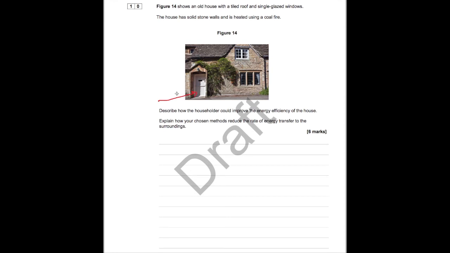Right. Door. Put a draft excluder on the door to reduce convection. Loft insulation to reduce convection. Double glazing to reduce conduction and convection and radiation.